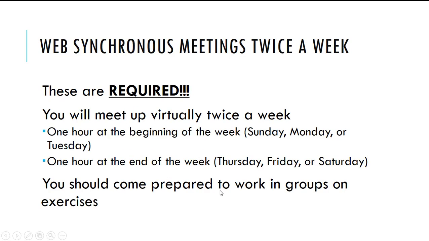So what do we have to do? The web synchronous meetings are going to be twice a week. These are required. I will be taking attendance. You will meet up virtually twice a week. We'll do an hour at the beginning of the week, which we're defining as Sunday, Monday, or Tuesday, and 1 hour at the end of the week, Thursday, Friday, Saturday. So a total of 2 hours that you must be online at a specific time working in groups.